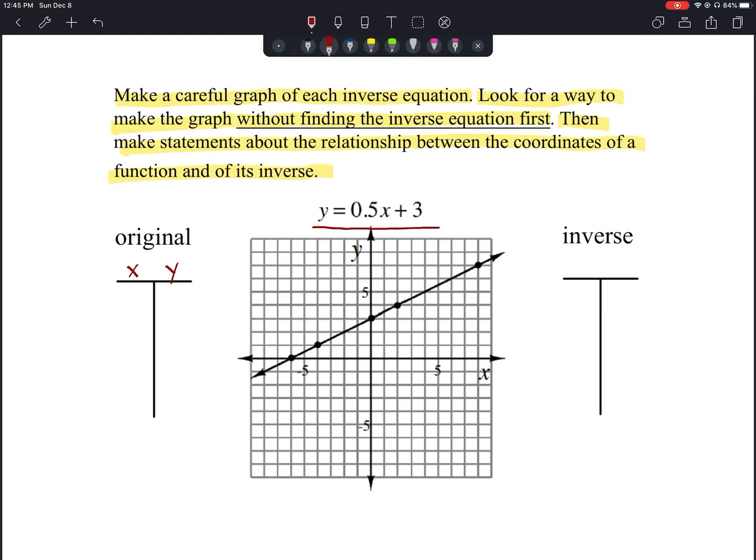So the first thing you would do here in this situation is we could take it here, and I'm going to list out some points that I see on the graph. So the first one I see here is the point -6, 0. And then it looks like we've got the point -4, 1. Looks like we've got a 0, 3. Looks like we've got a 2, 4. And then probably it looks like maybe an 8, 7 up here.